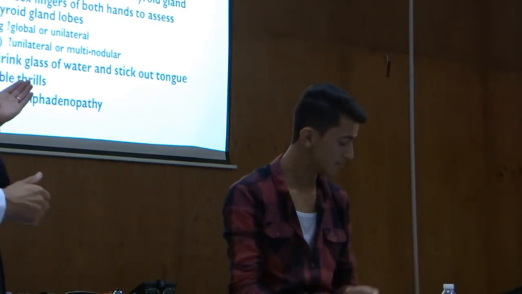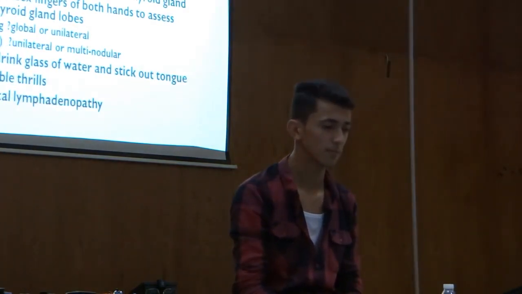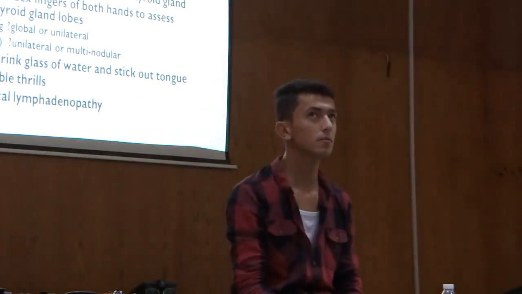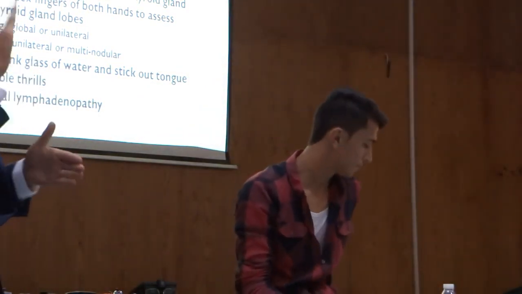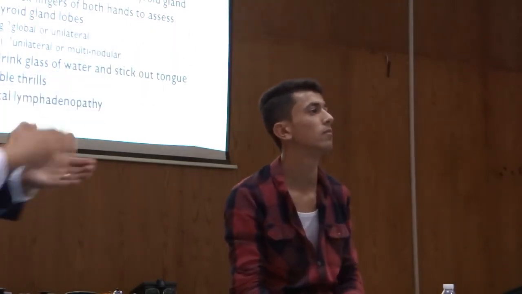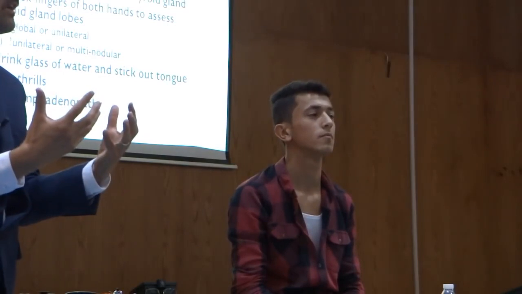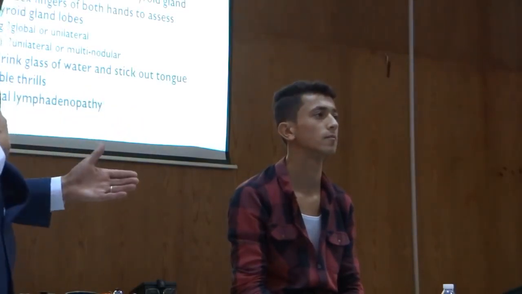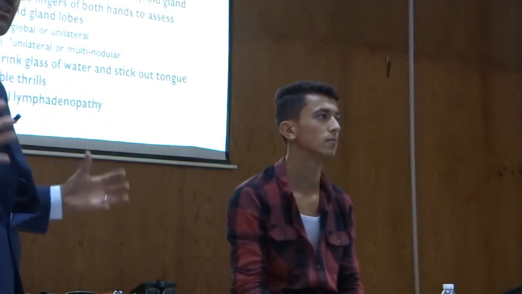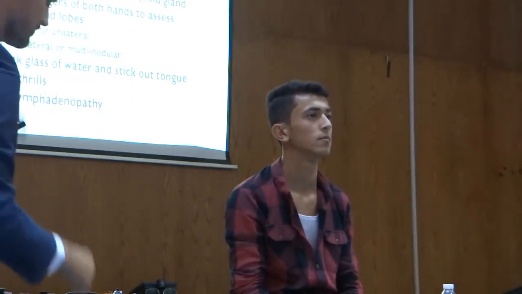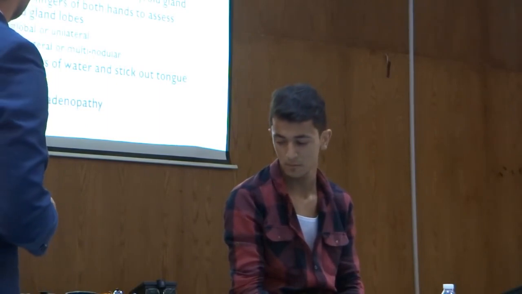The other thing is you may check for thrills. What's a thrill? It's not something at the fairground. Yes, it's something you feel under your fingers. It's increased vascularization. So you can sometimes feel it at the heart, but often you can feel it on the neck if there's a lot of blood supply to a goiter, for example. And then we talked about adenopathy, checking for that.